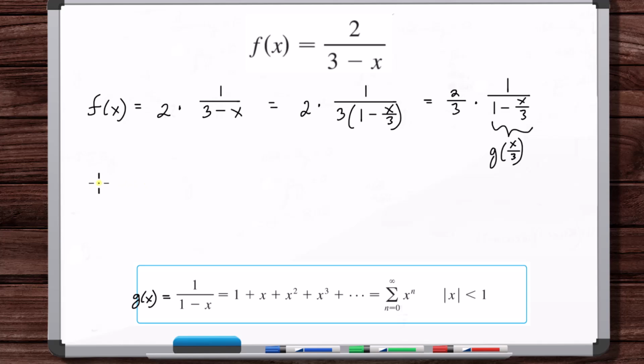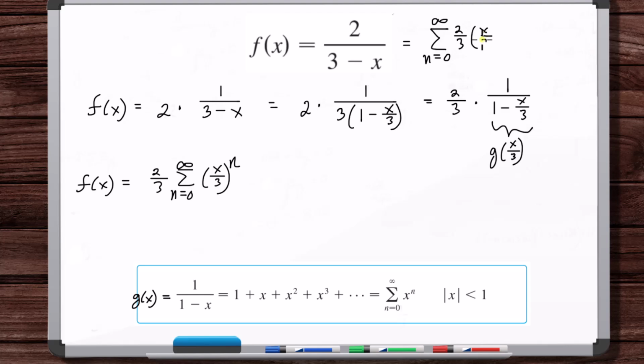So f of x, we've got 2/3, and then g of x over 3. So that's like that. We could actually just leave it like that. Let's bring the 2/3 inside. There you go. That's a power series representation of this function. That's really cool. But we need the interval of convergence.